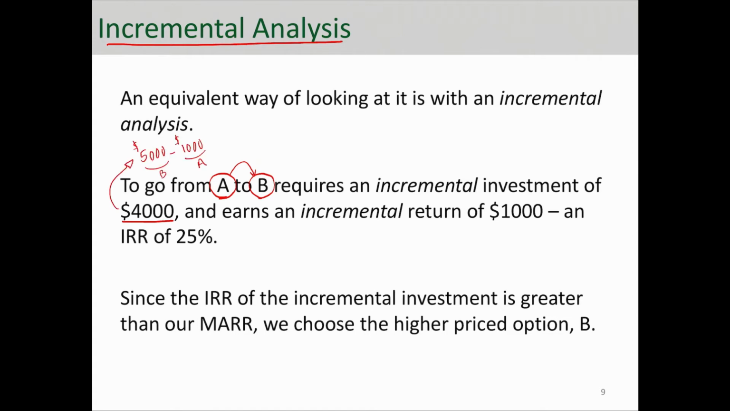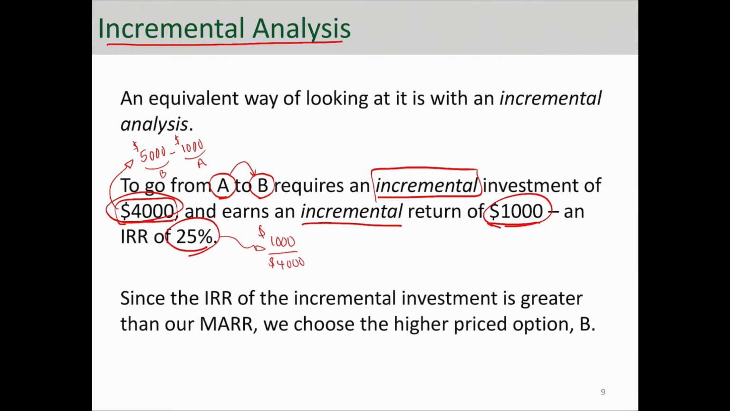And we call that additional investment an incremental investment. And that incremental investment is going to return $1,000 in profit, right? Because when you're going from alternative A to alternative B, you're going to make an additional $1,000. And that additional $1,000 is coming from an additional $4,000 investment. So for that incremental or additional investment, you essentially earned 25%. Why is that? Well, that is the $1,000 return that you got over 4,000.